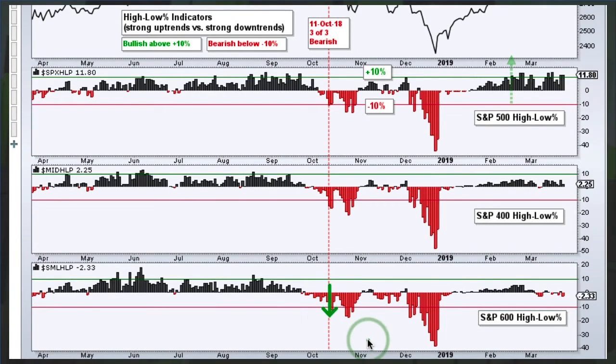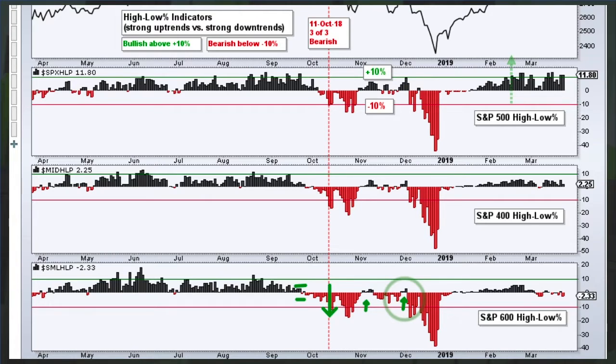And the reason I'm not using the 0 level, or even say plus 5% or minus 5%, something in between, is because I found you get too many whipsaws. You can see here we turned positive and it didn't last very long. Again, we turned positive, it didn't last very long. So we need a move above plus 10% to show some critical mass on the upside, enough new highs to power an uptrend.